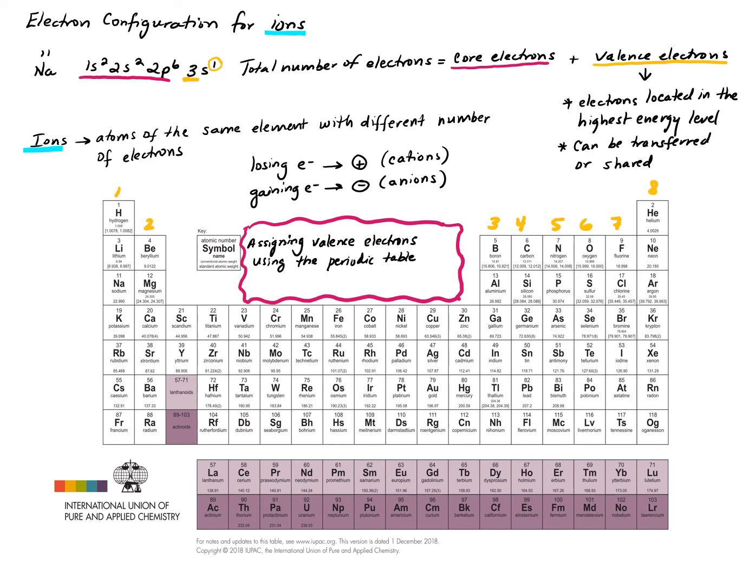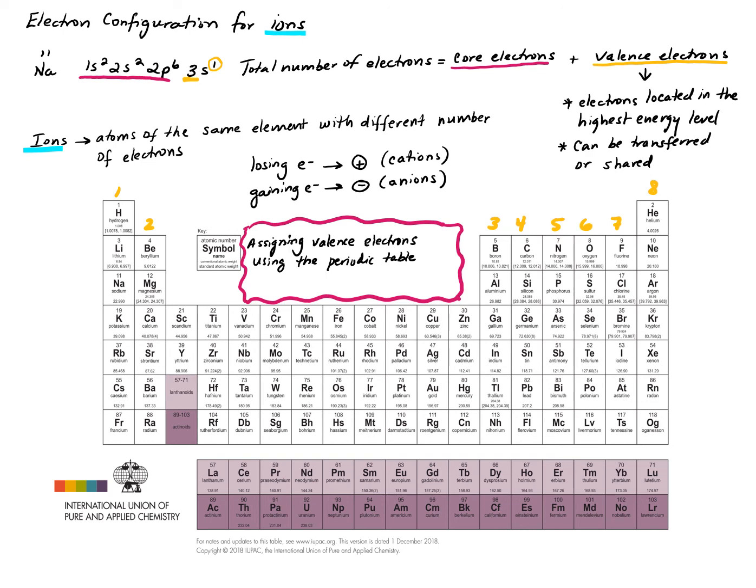So an element losing electrons will have more protons than electrons, and it will have an overall charge that is a positive number. An element that is gaining electrons will form negative ions. So you will have more electrons. If it's gaining, it will have more electrons than protons, and you will have an overall charge that is a negative number.